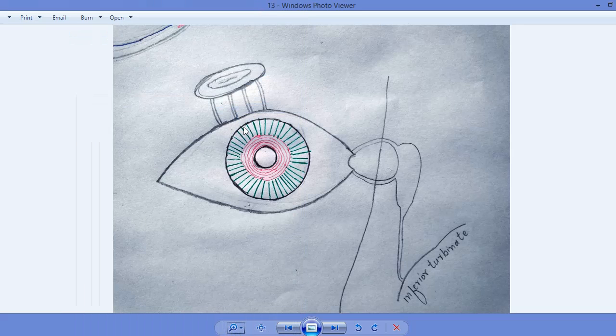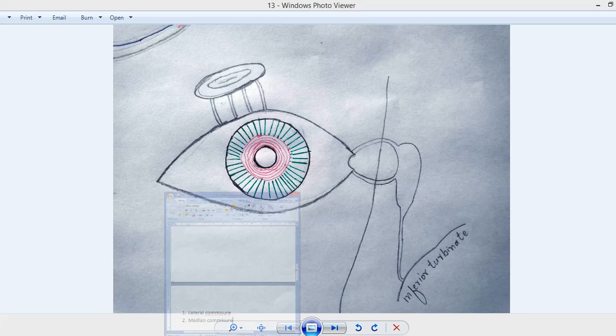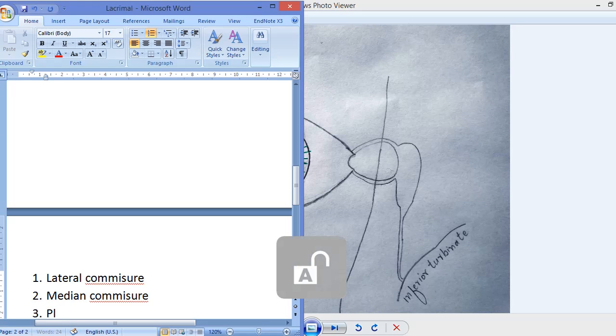Now the gap in between the upper and lower eyelid, the whole gap, this is called palpebral fissure. This is called palpebral fissure.